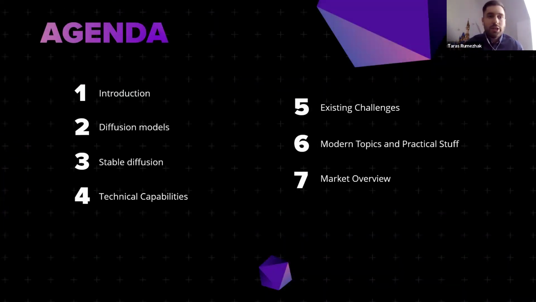So let's start with the agenda for today. We will start with the introduction. We will talk about the diffusion models, which is an essential need for visual generative AI. We will talk about Stable Diffusion itself, its technical capabilities, current use cases, challenges, and as well, we will talk about some modern or hype topics and practical setup, what you need to develop some use cases or even create your own startups with visual generative AI. And we will talk slightly about market overview.